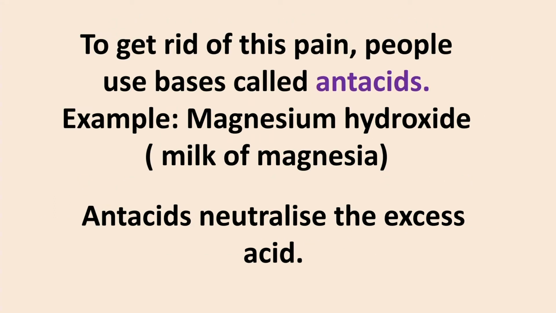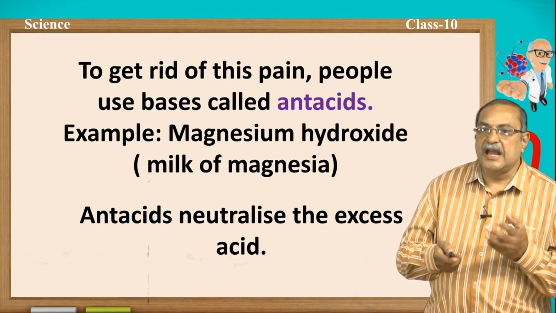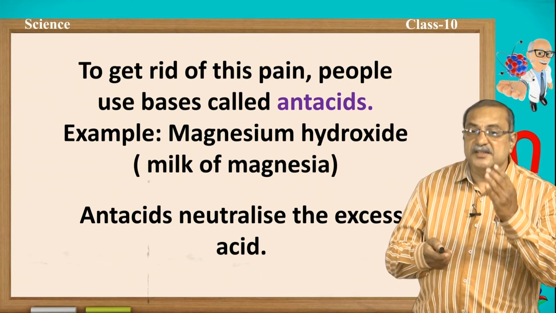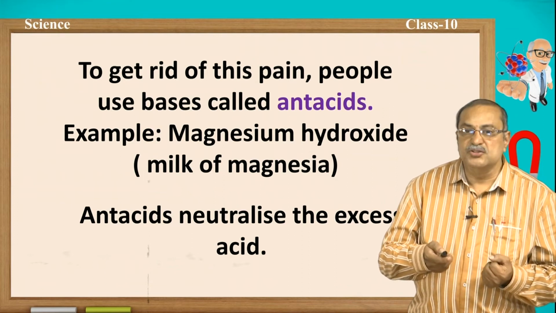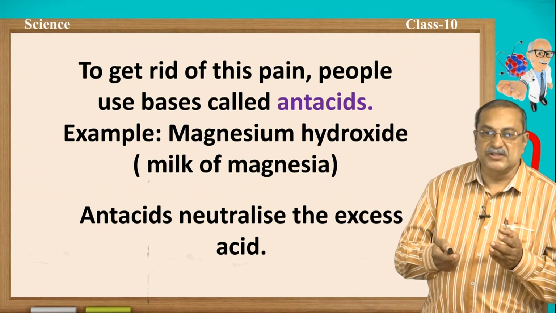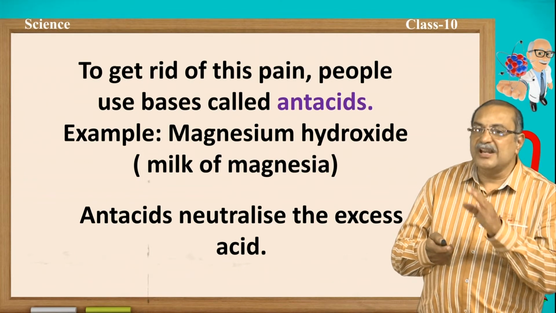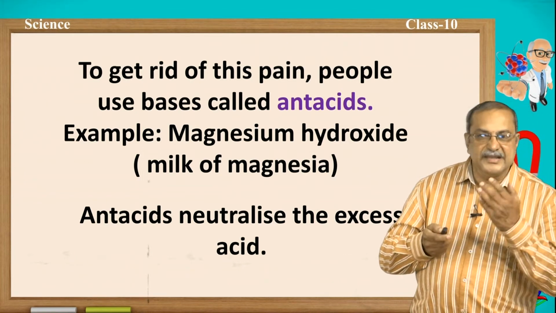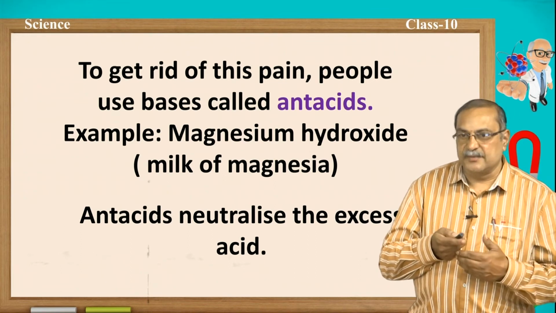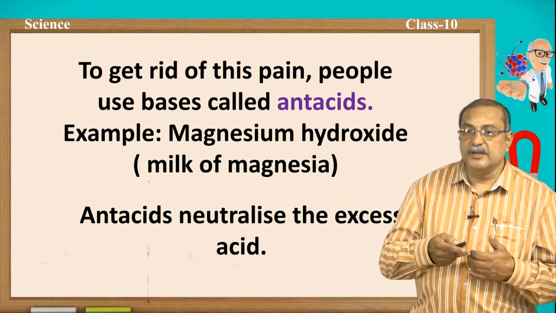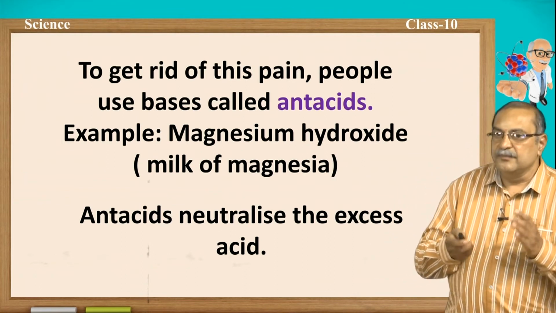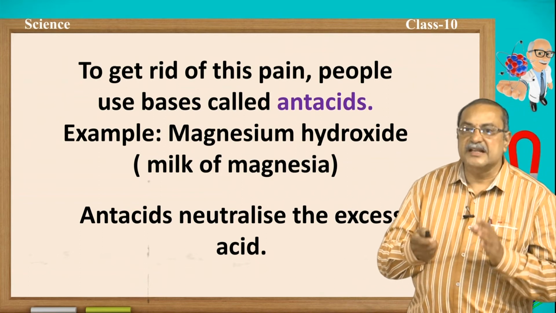To get rid of this pain, people use bases called antacids. For example, magnesium hydroxide, Mg(OH)2, is used to relieve the pain. It is also commonly known as milk of magnesia. Antacids neutralize the excess acid because they are basic in nature. These bases react with the acid in the stomach. Hydrochloric acid or any other acid present in the stomach is neutralized by taking antacids. So the main action of an antacid is to neutralize the excess acid.